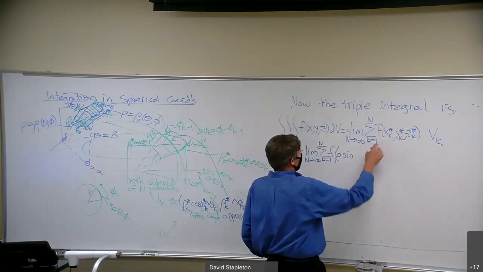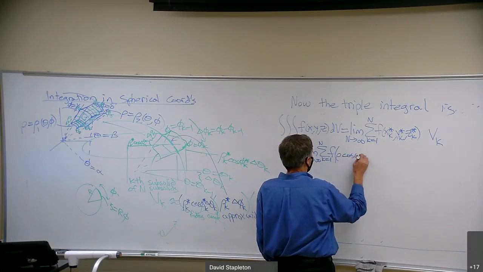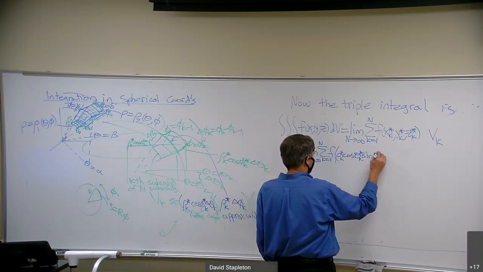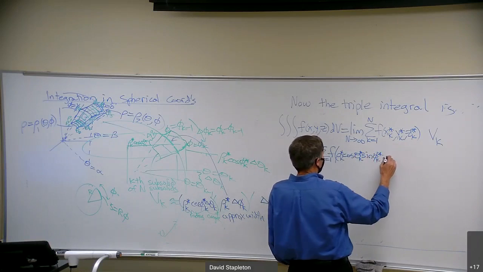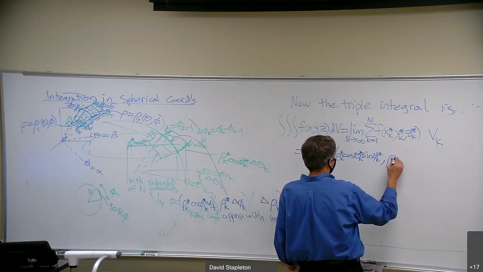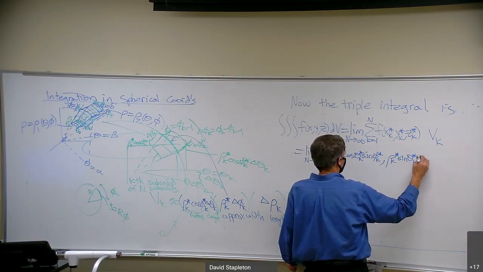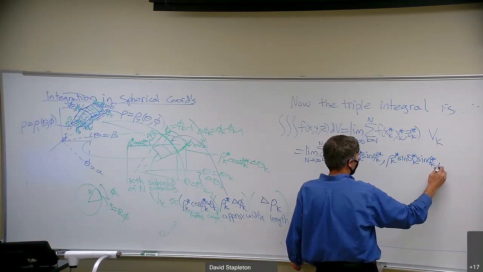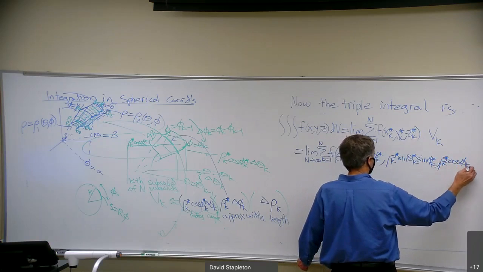So you replace x with rho cosine theta sine phi, but it's at some intermediate points. You say rho k star cosine theta k star sine phi k star is some intermediate point xk star. Y is some intermediate point rho k star sine theta k star sine phi k star, and an intermediate point zk star is rho k star cosine phi k star.